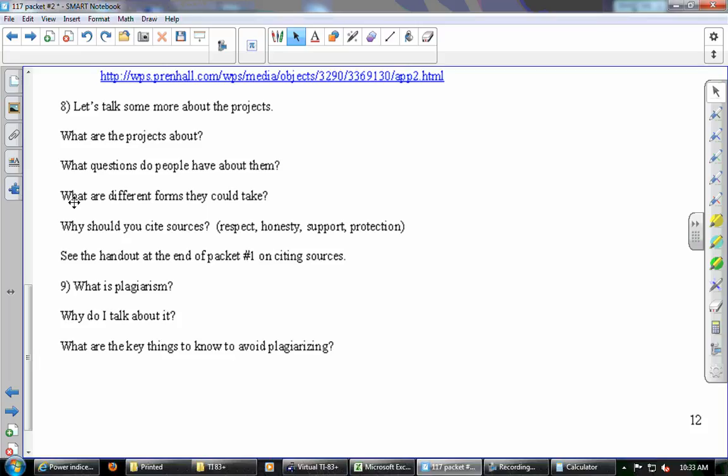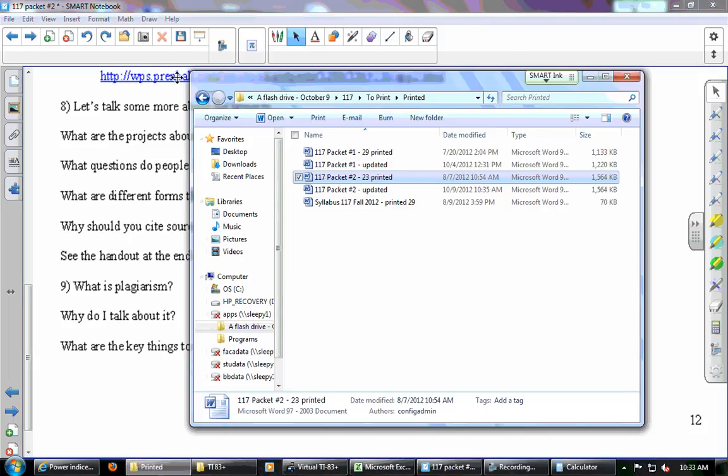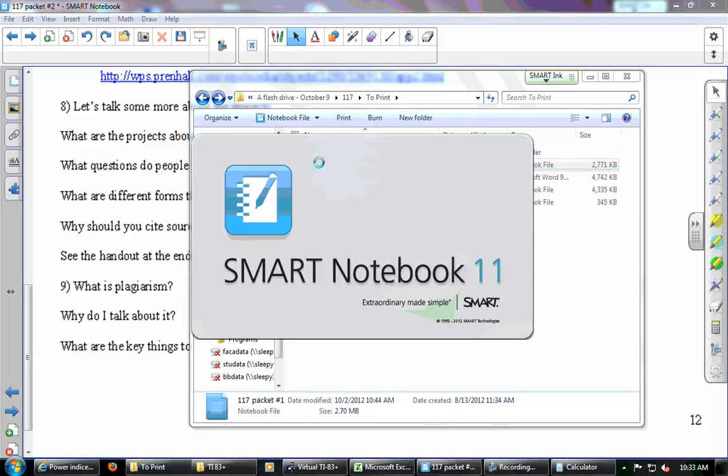So let me also pull up packet number 1, because that has all the information about the projects. So where is that? Here. And I will say, not to make anybody feel bad, but there's at least one person in here who has finished the first project. So don't feel like you need to wait until the day before it's due.